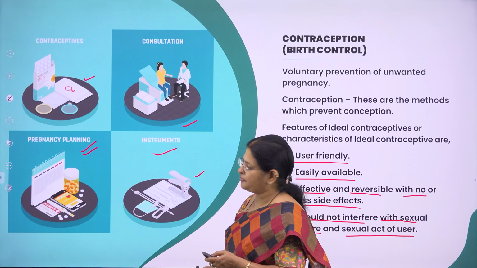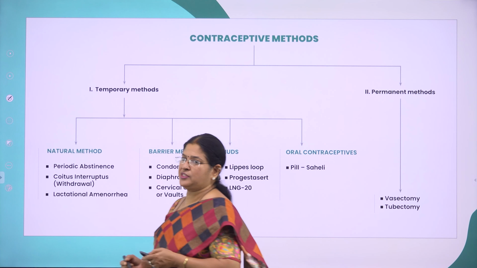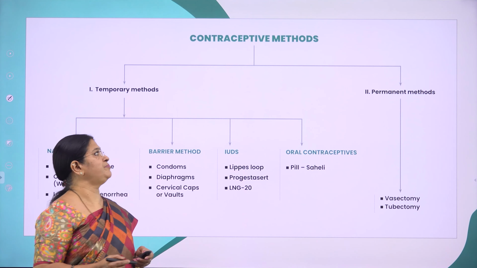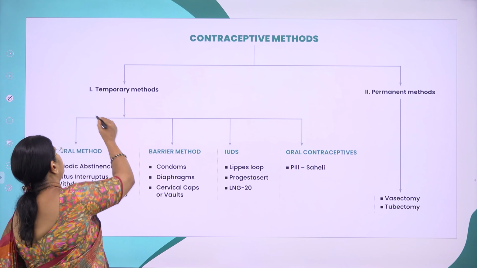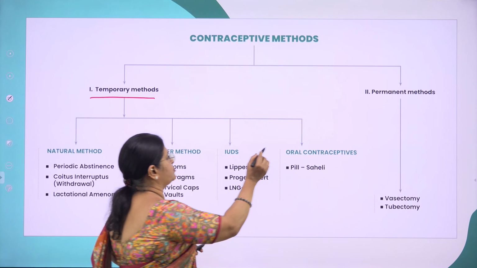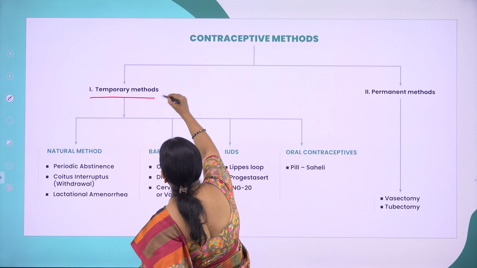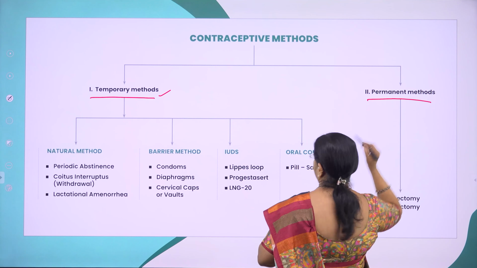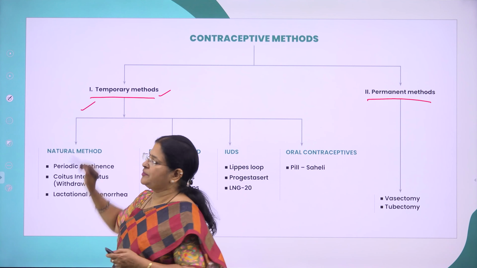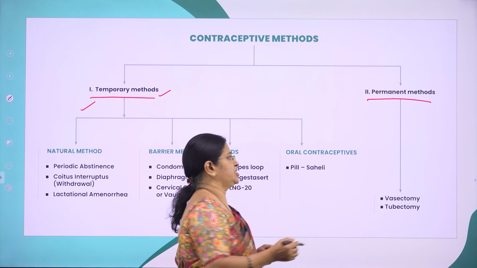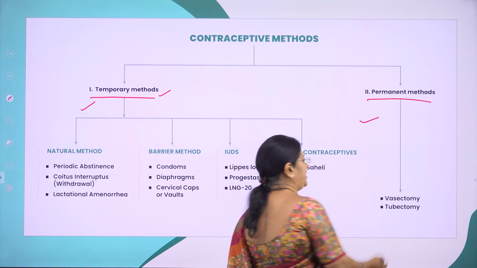So, right. Now, let us go for the classification of these contraceptive methods. The contraceptive methods are broadly classified into two very important methods. One is called the temporary method, the second one is called the permanent method. In today's session, I will be dealing with the temporary methods, and in the coming session, I will be dealing with the permanent methods.